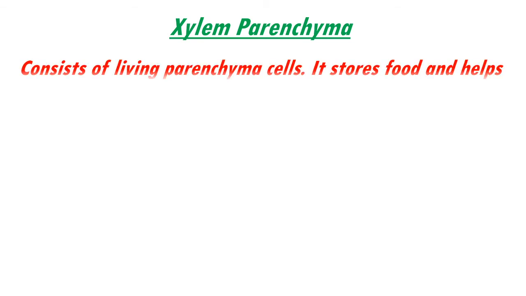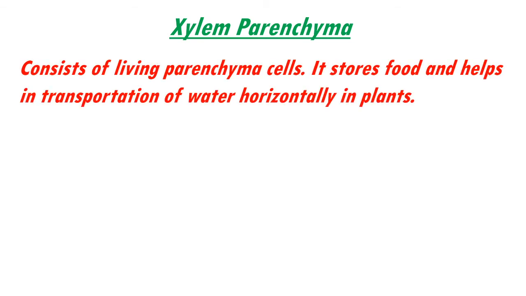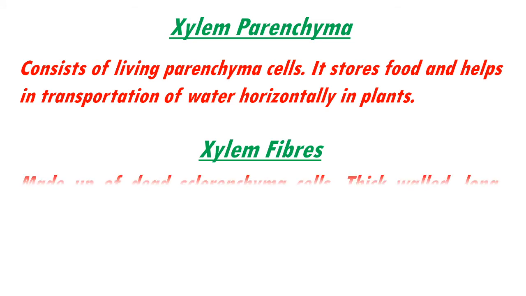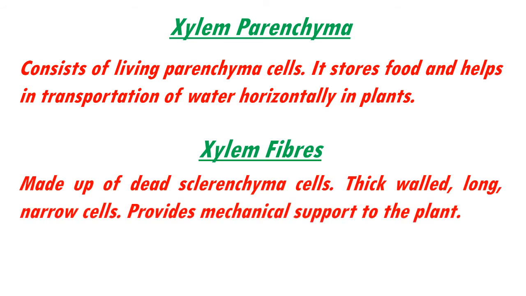Third xylem element is xylem parenchyma. They consist of living parenchyma cells. It stores food and helps in transportation of water horizontally in plants. Last xylem element is xylem fiber. They are made up of dead sclerenchyma cells. These cells are thick-walled and long and narrow. They provide mechanical support to the plants.